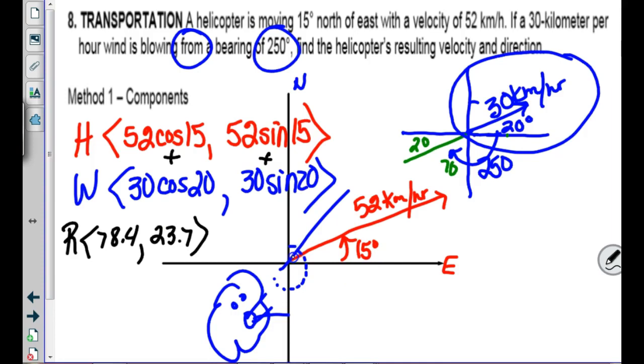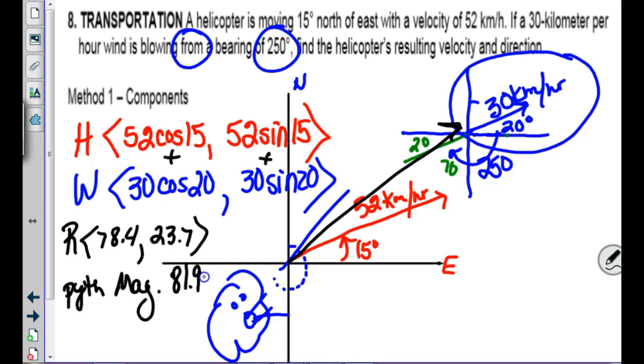Okay, so the resultant is in here somewhere. When we add those together, this is what we're getting. How do we figure out the magnitude from the components? Do you remember? Yes. We're going to do Pythagorean theorem to find the magnitude of what's happening, the speed that the helicopter is actually going. So 78.4 squared plus 23.7 squared, and then square root that resultant, and we get what? I got 81.9. Anybody?